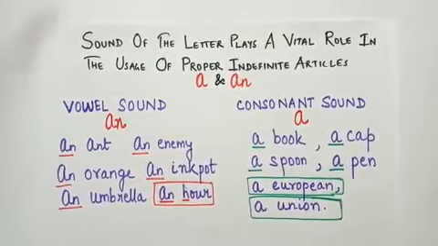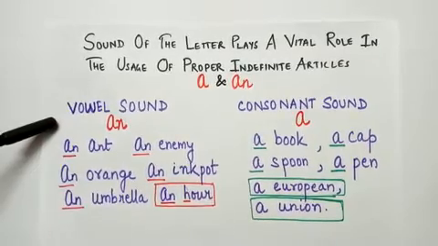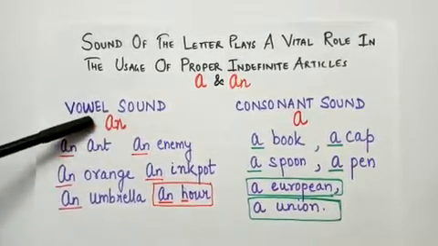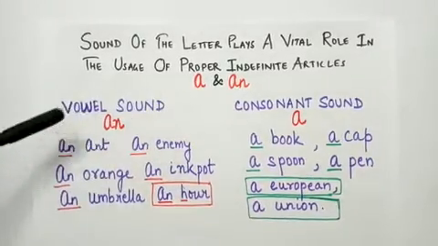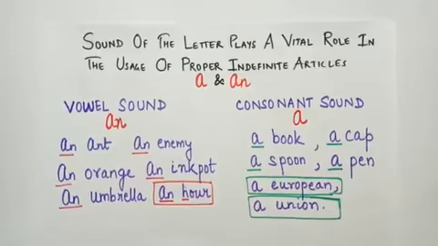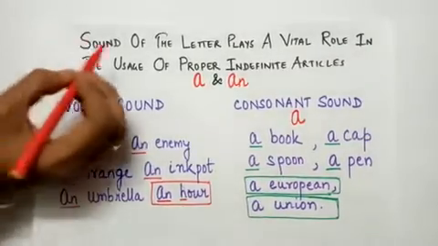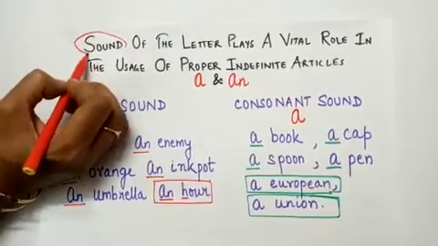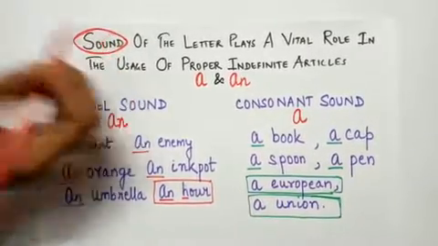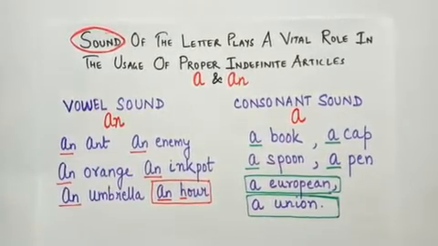Now, as we discussed just now, there are 5 letters from the list of the 26 alphabets which are vowels and the others are consonants. So vowel sound and consonant sound play a vital role. The thing which we need to keep in mind is the sound of the letter. The sound of the letter will enable us to insert the proper article in the proper place.